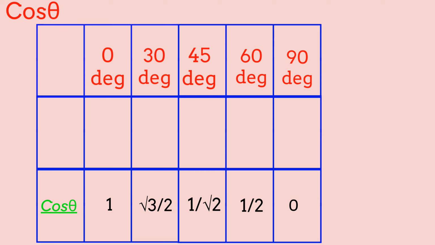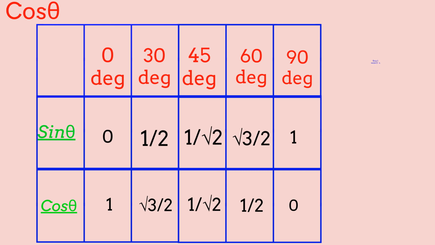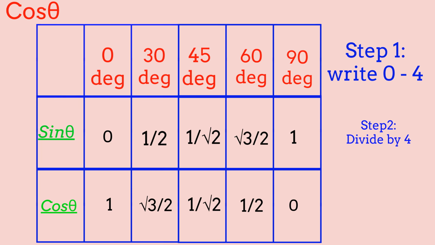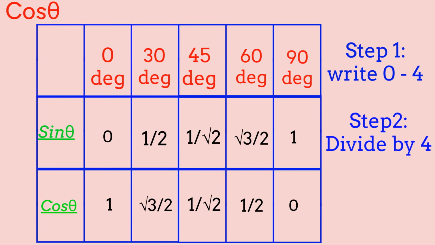So now let's look at some simple tricks that can help us to generate our cos theta table. So to find out the cos theta values, we're first going to need to know the sine theta values. So to get the sine theta values, we're first going to make a table like this. And then we're just going to write 0 to 4 in each of the columns. After writing 0 to 4, we're just going to put divided by 4 for each of the ones. So for sine 0, it would be 0 over 4. For sine 30, it would be 1 over 4. For sine 45, it would be 2 over 4, and so on.